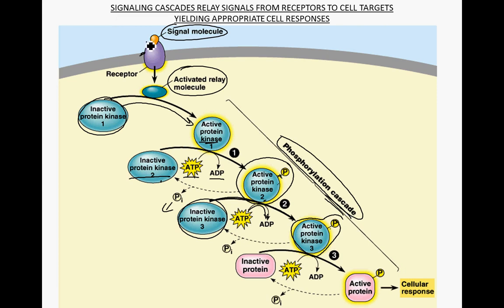So this starts the cascade, and once you get this activated relay molecule going, you then activate a protein kinase, which activates another protein kinase, which activates another protein kinase. So in this way, it's a cascade. Lastly, this cascade has to end somehow, by this active protein kinase here phosphorylating this inactive protein by a similar mechanism, and then you get this active protein here that's phosphorylated, and that's going to lead to some sort of cellular response, which is varied depending on the cell.